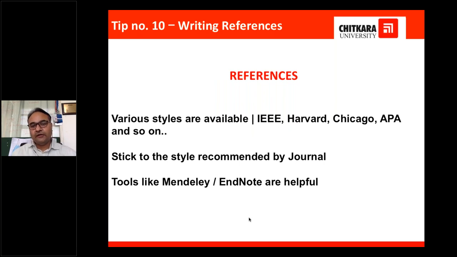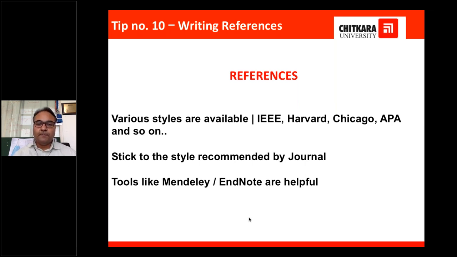Coming to tip number 10. There are different styles for writing references: IEEE, Harvard, Chicago, APA. But my request, and rather guidance here, would be that whatsoever style you adopt, uniformity should be maintained. Many of the journals mention how the references should be written, so it should ideally be the style recommended by the journal. But whatsoever style you adopt, finally uniformity should be maintained. It should not so happen that some of the references are in IEEE style and some are in a different style.